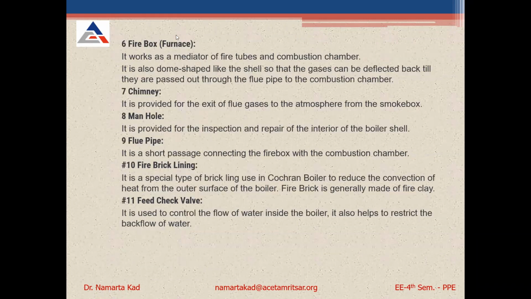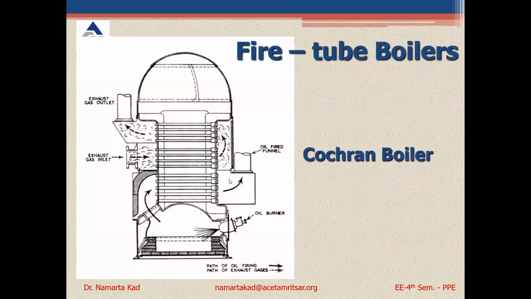Then fire box, that is the furnace. It works as a mediator of the fire tubes and combustion chamber. Okay. It is also dome shaped like the shell, so that the gases can be deflected back till they are passed out through the flue pipe to the combustion chamber. Then chimney. It is provided for the exit of flue gases to the atmosphere from the smoke box. See here, here it is the chimney to exhaust the flue gases.